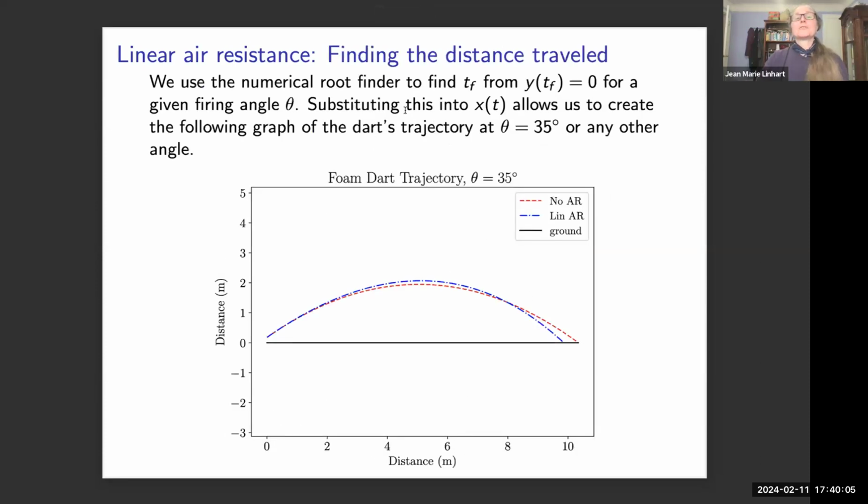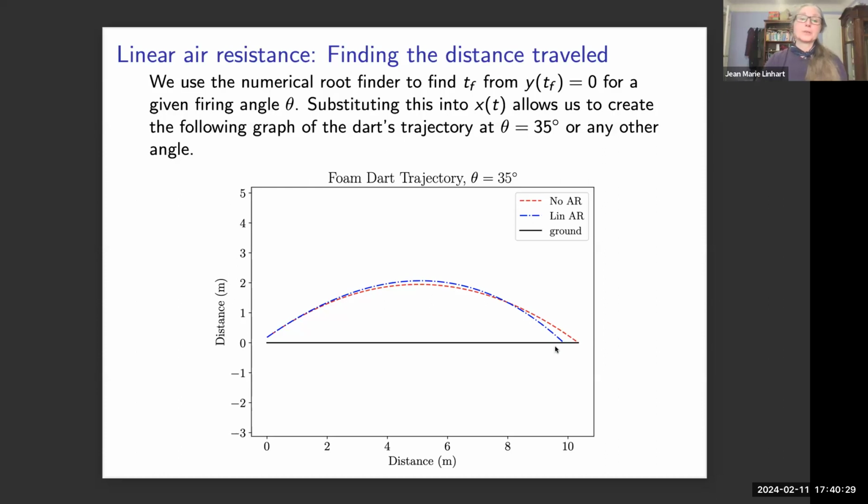If we look at a numerical root finder to solve for our trajectory, we can get a trajectory for theta equal to 35 degrees. In red, that dashed line is with no air resistance. We go out a little further. With linear air resistance, we both go a little bit higher. Remember, the dart was fired at a higher velocity when we have air resistance, but it doesn't go out as far at that point.